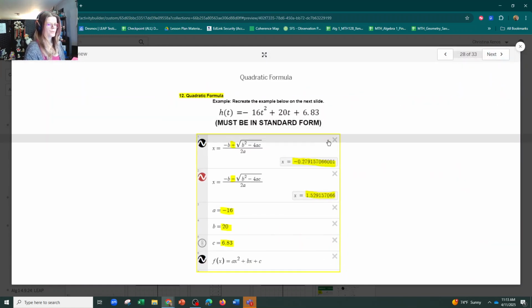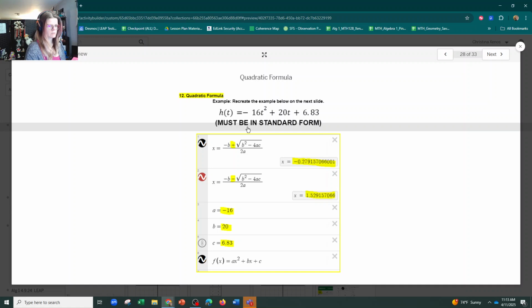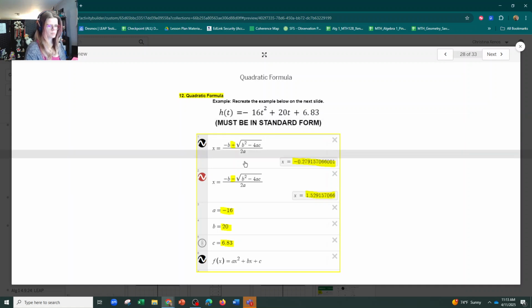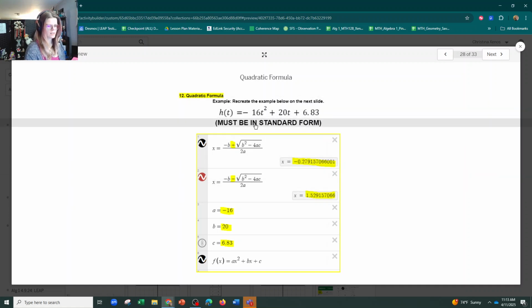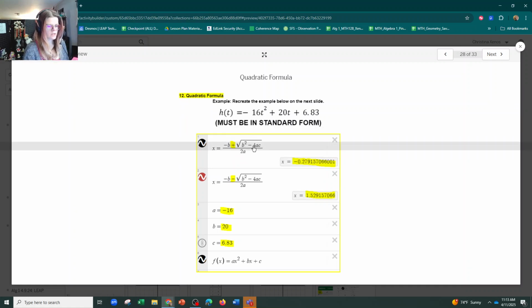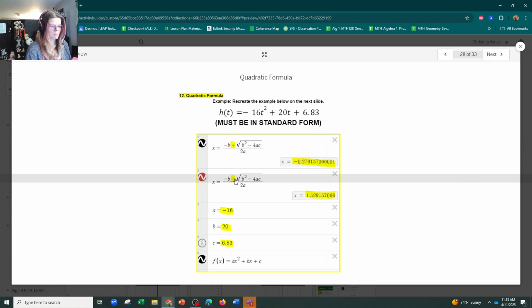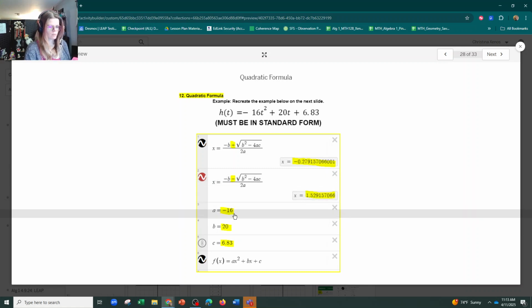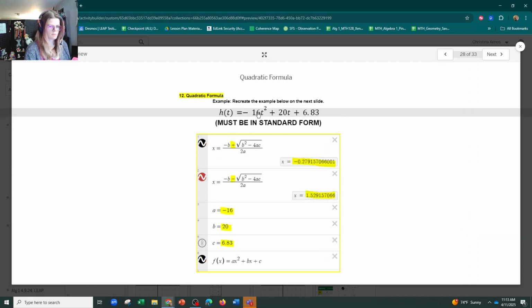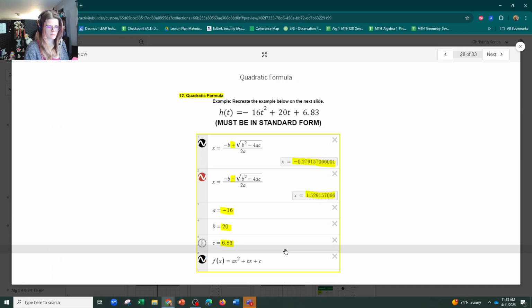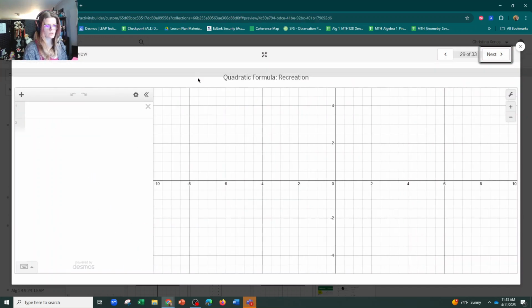Quadratic formula. Notice it says it must be in standard form. To apply the quadratic formula, it must be in standard form. So first we're going to enter the plus version of the quadratic formula and then the minus version. Your calculator's not going to do plus or minus, so you do have to write it twice. And then we're going to put in what a, b, and c are. That comes from the equation itself: -16, 20, and 6.83. So here we go, entering those quadratic formulas.